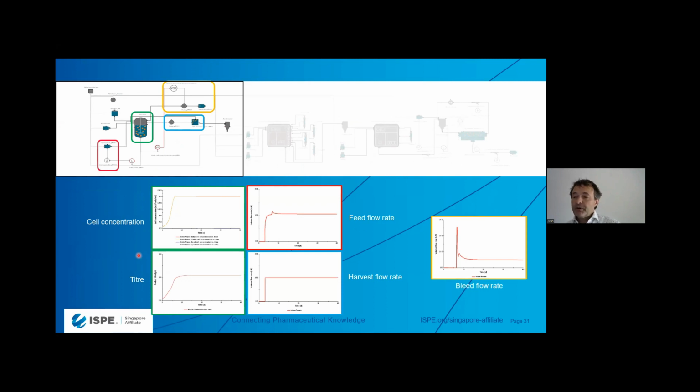So we're looking here at a process where here we have the bioreactor. Initially, we operate this in a fed batch mode until we get to certain cell concentrations. And then we start running it in a perfusion mode. You can see when this harvest flow rate starts. And then because we are harvesting, we can also get even higher cell concentrations in the bioreactor.